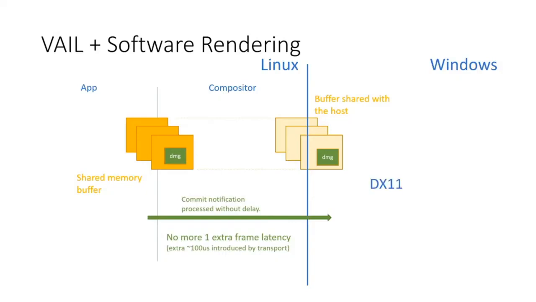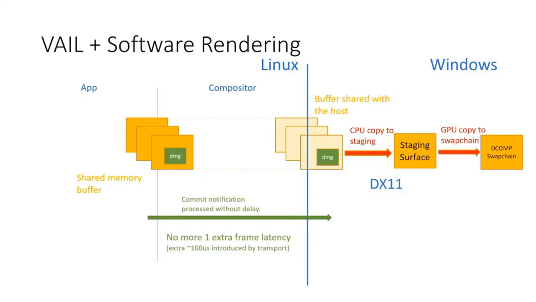And the host essentially will take that damage area and upload it to the real surface. So in this case, for example, if your GPU only supports the X11, we'll take those damage areas, copy them into a staging surface for the GPU, and then ask the GPU to copy from that staging surface into the final swap chain for the window. We call it the comp swap chain. And then at that point, the data is now visible to our compositor.